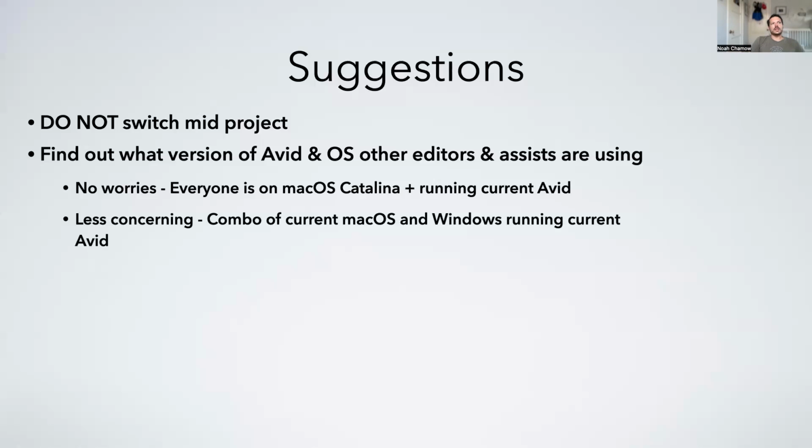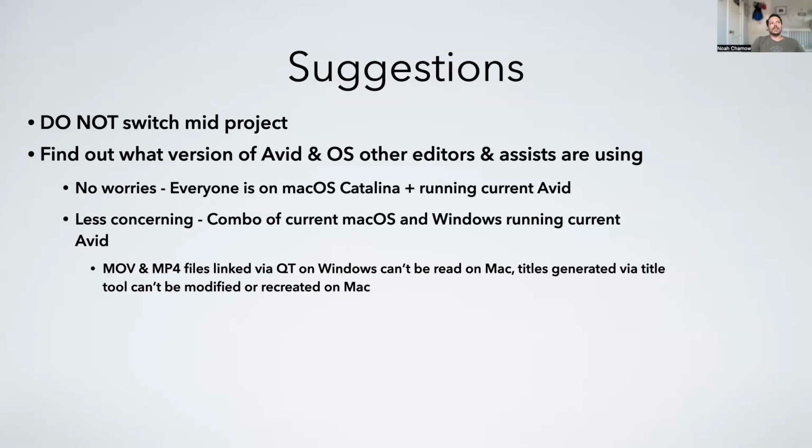Less concerning, I would say, is if you have a combo of current macOS and current Windows running current Avid. In this situation, the things you have to look out for: any MOV and MP4 files that are linked via QuickTime on the Windows system won't be able to be read on the Mac. I didn't say this in here, but if you've linked stuff on your Mac, the Windows machine will be able to read them because they're UME links, which Avid on Windows can read. And any titles generated via Title Tool on that Windows system can't be modified or recreated on a Mac.